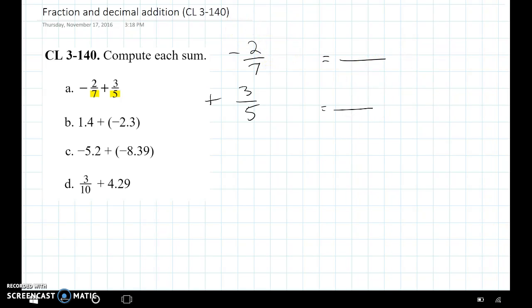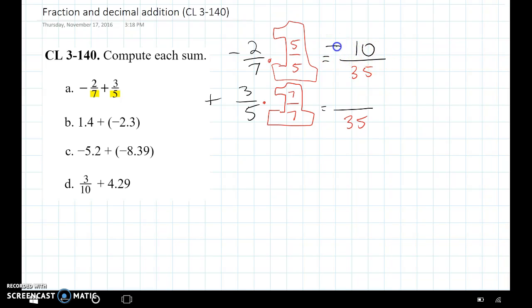7 times something, there's a common multiple that they have in common. And if I know my 7s and can count by 7s, or know my 5s and can count by 5s, I know that I will eventually come to 35 for both numbers. If I'm counting by 7, 5 7s would make 35. And if I'm counting by 5s, 7 5s would make 35. And if I multiply 2 times 5, that's going to be 10. And we're dealing with the negative side of that, the opposite of 10 35ths. And then 3 times 7 is 21.